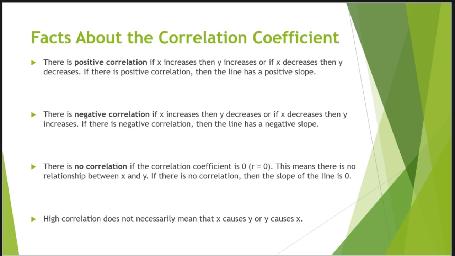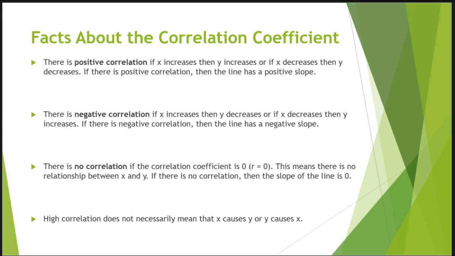Next, let's talk about facts about the correlation coefficient. There's positive correlation if x increases, then y increases, or if x decreases, then y decreases. If there is positive correlation, then the line has a positive slope. Negative correlation, if x increases, then y decreases, or if x decreases, then y increases. If there's negative correlation, then the line has a negative slope.